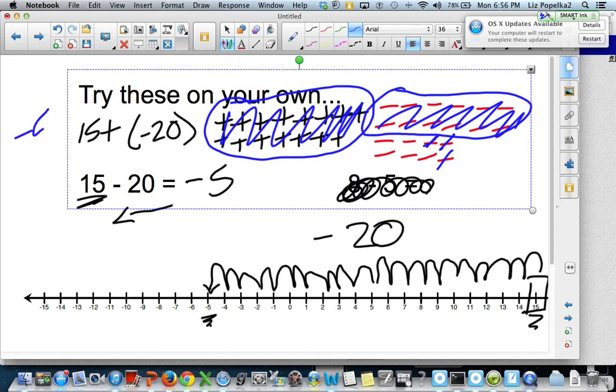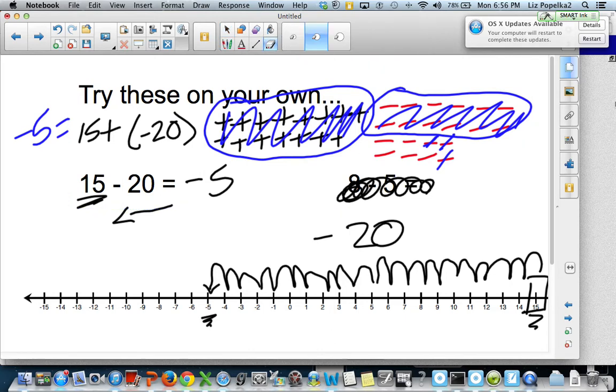So once again, we got the same answer. So adding a negative or subtracting a positive means the same thing. Just think of it as putting together positive 15 and minus 20. Put them together, see what you get. So let's clear all this stuff off of here so that we can do our second problem.